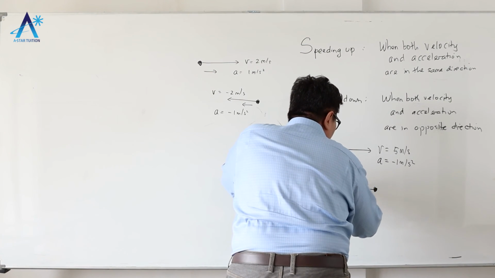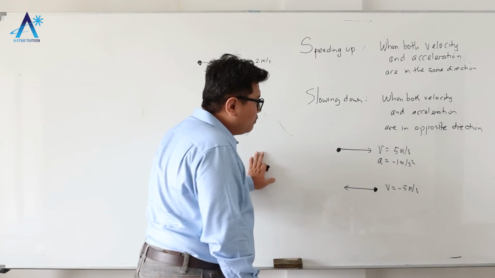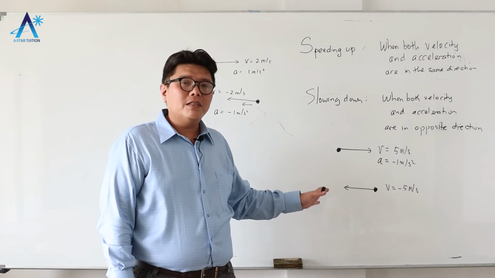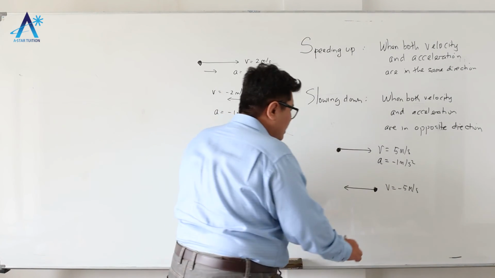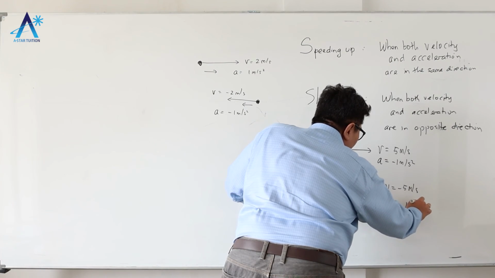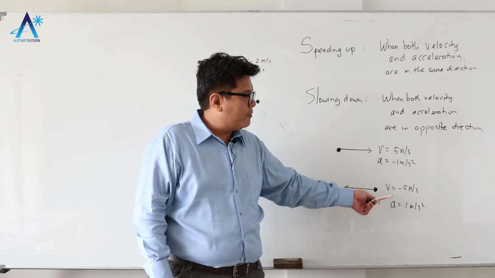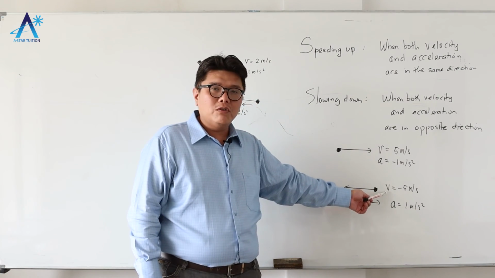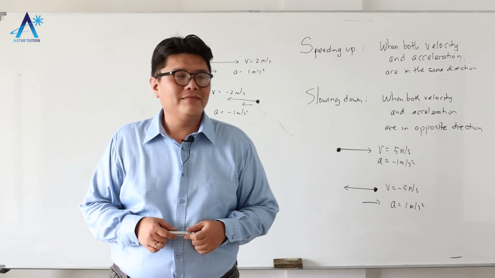And obviously the other example would be when the velocity is, let's say, minus 5 meters per second, so it's moving at 5 meters per second to the left, yet the acceleration is opposite of that, let's say 1. So the velocity will increase by 1 meter per second for every second, so you can see that the velocity will become less and less negative, so it slows down.